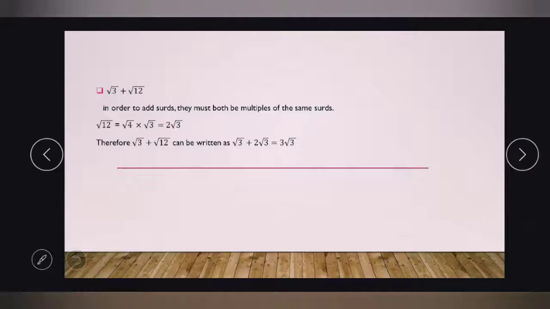And next, we simplify this question: the square root of 3 plus the square root of 12. In order to add surds, they must both be multiples of the same surd. The square root of 12 equals the square root of 4 times the square root of 3 equals 2 the square root of 3. Therefore, the square root of 3 plus the square root of 12 can be written as the square root of 3 plus 2 the square root of 3 equals 3 the square root of 3.